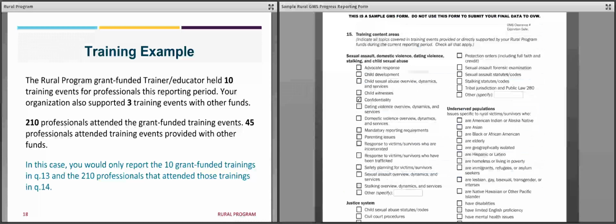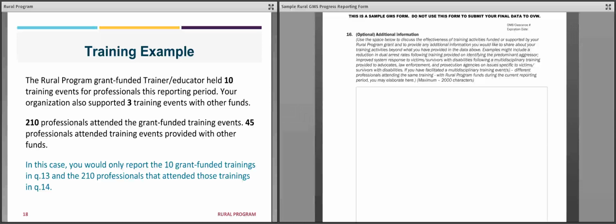And then what you would do is go to question 15 and indicate the content areas that you trained on in those training events. So in my example, I said that we trained on confidentiality. And then there is an optional additional information question in the training section. So in question 16, that would be a great place for you to talk about those staff development events that the rural program funds supported during the current reporting period that you were unable to report in the previous questions. It's definitely interesting information, and it would be a great opportunity in this optional information question for you to provide us with that.